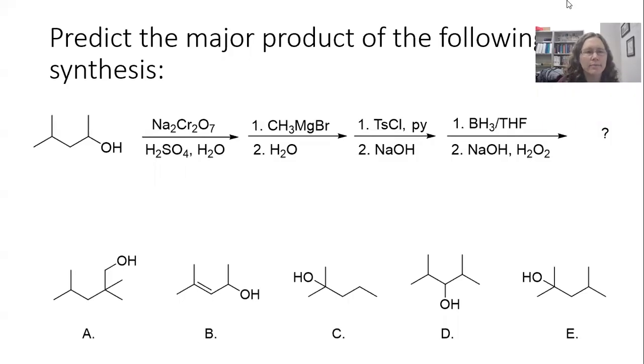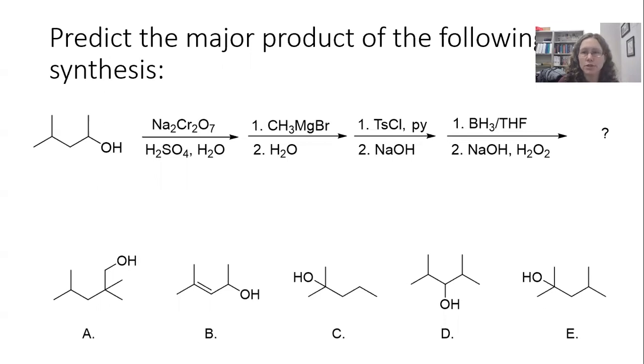This problem asks, predict the major product of the following synthesis. So we have a multi-step synthesis going on here. We have 4 reaction arrows, but there are several arrows that have a 1 and a 2, indicating that they represent 2 reactions. So overall, we've got 1, 2, 3, 4, 5, 6, 7 reactions occurring.